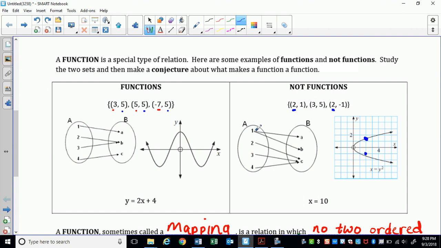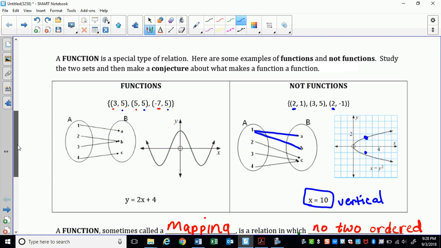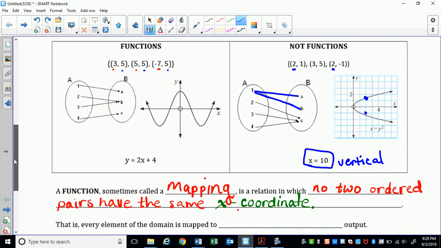So we have right here, 1 goes to A and 1 goes to B. No, that's not okay. And also, x equals a number, x equals 10, is a vertical line. Vertical lines will not be a function, okay? I know you guys have seen this before. This is just kind of like a review.